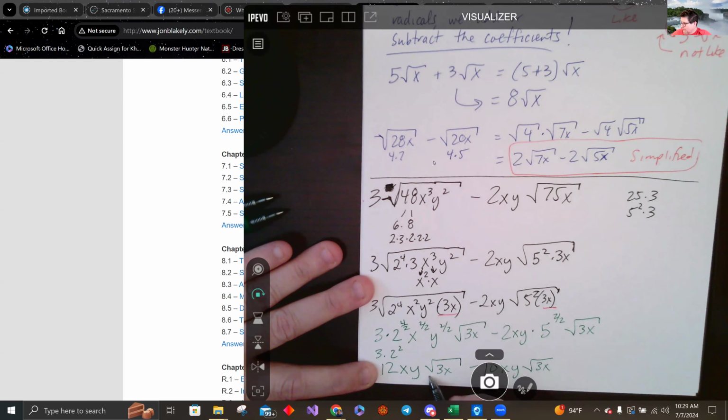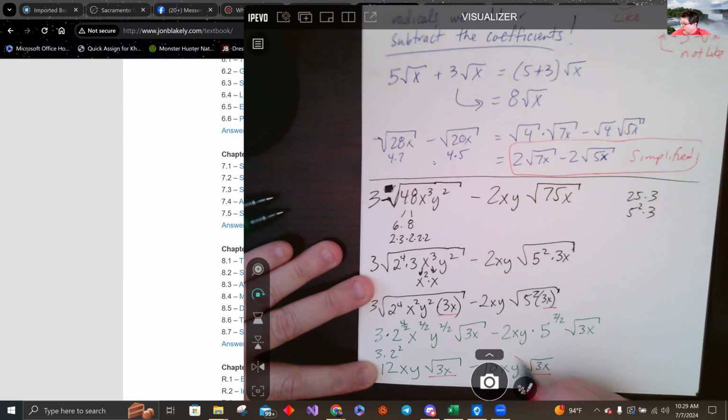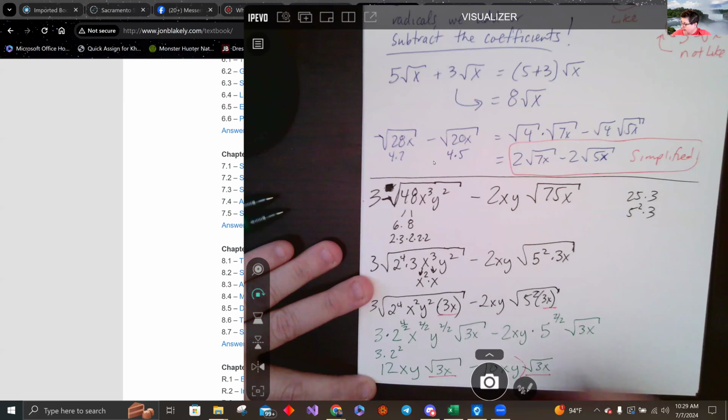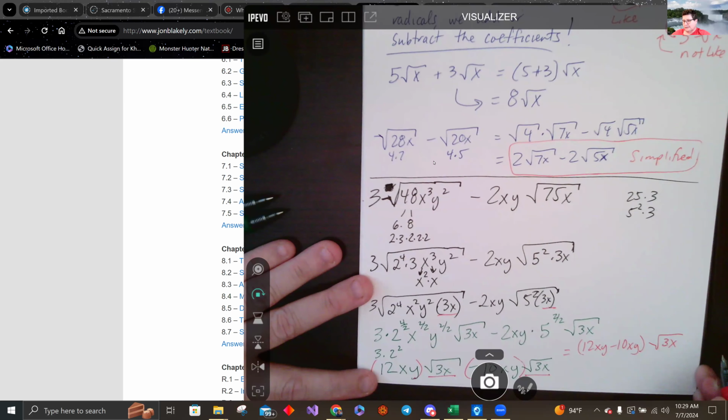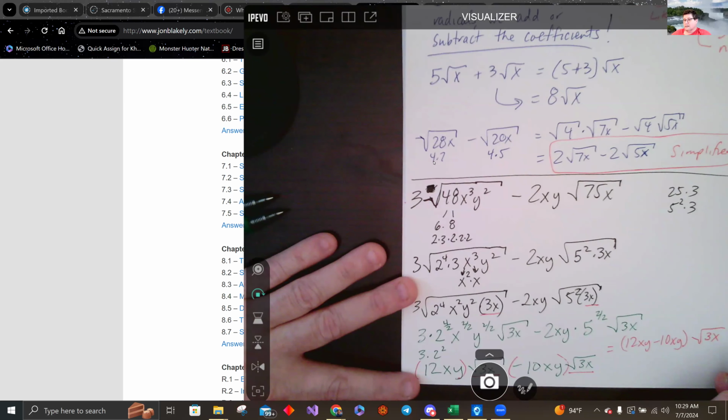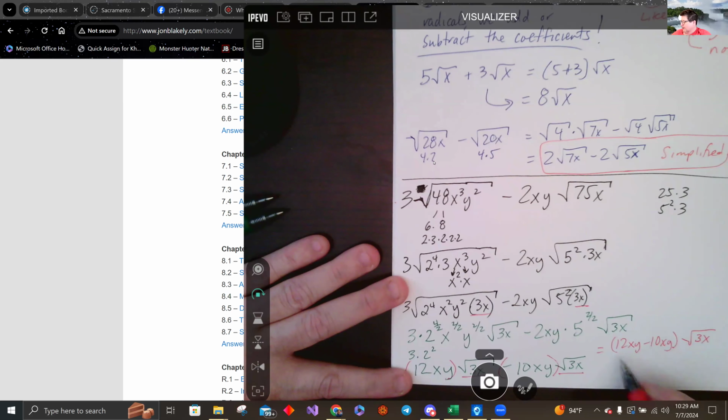Because here we're doing that part. Can we combine this and this? Yes, we can. They both have xy's as well. So that is 12xy minus 10xy times the square root of 3x. And these are allowed to be combined as well, since they have the same variables. This is 2xy square root of 3x.